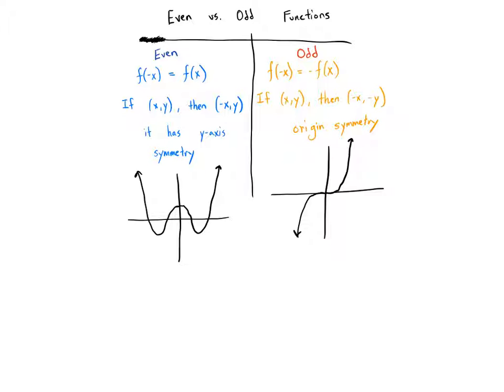So a quadratic is often even, if it's symmetrical around the y-axis. If it's shifted to the right side, it's not. It's got to be symmetrical across the y-axis.